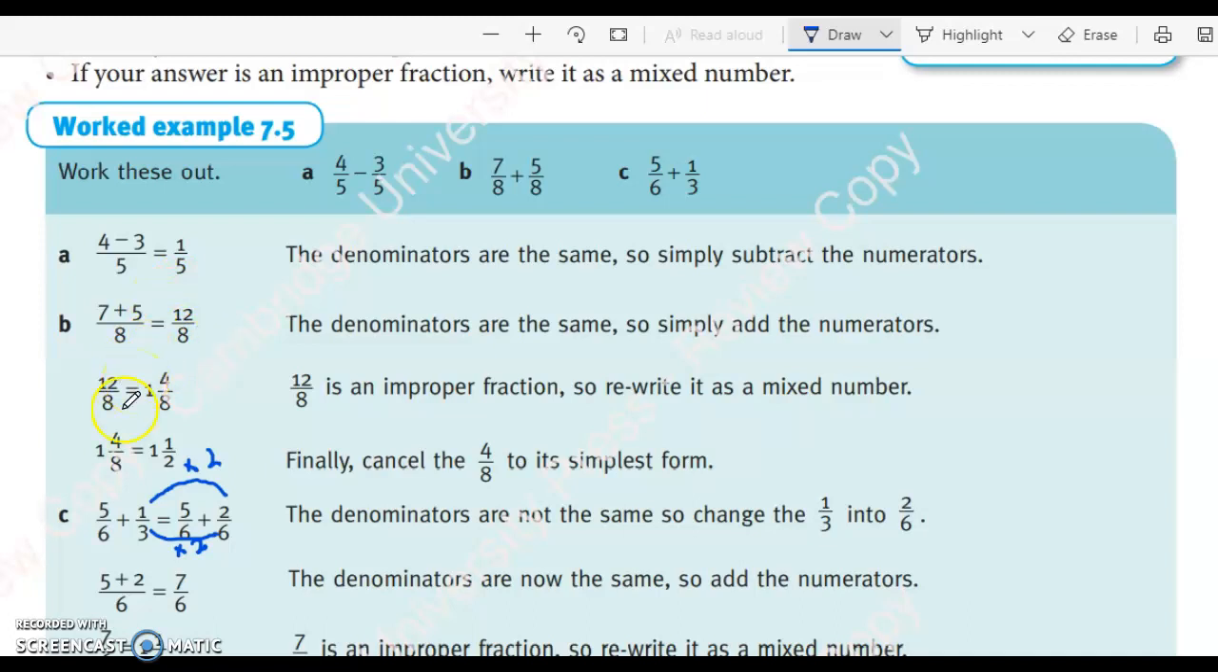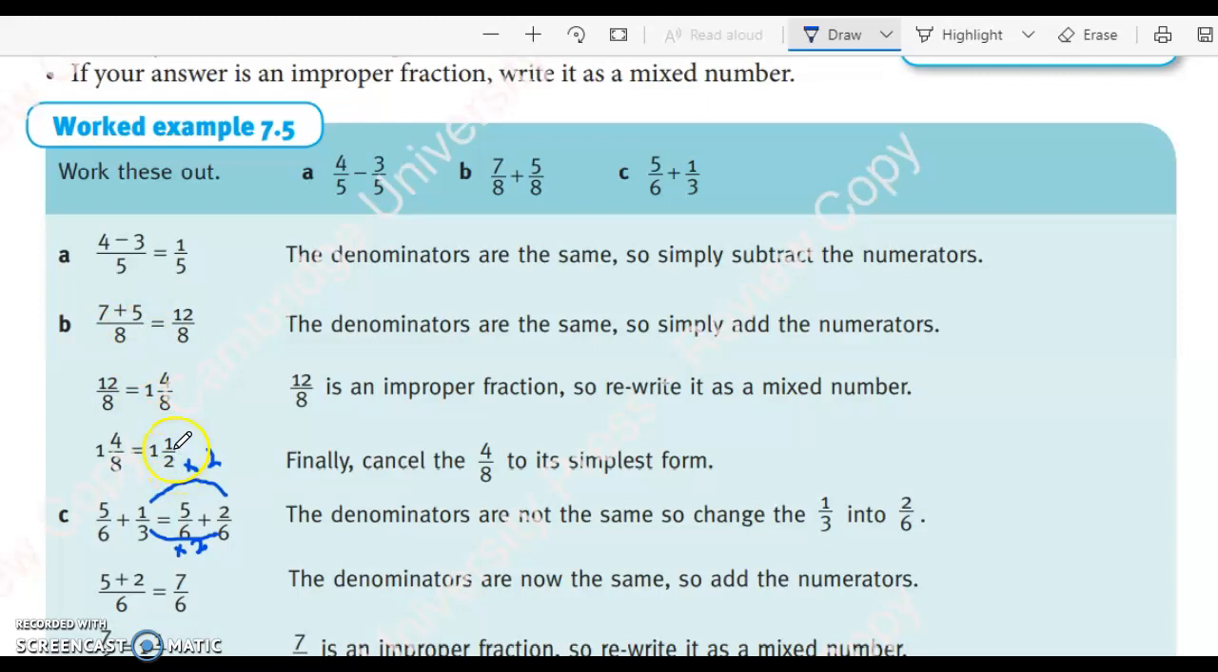By dividing 12 by 8 is 1. So we have 4 left. So 4 out of 8. So 12 out of 8 is 1, 4 out of 8. What do you think? Is it the simplest form? No. So we have to make it into the simplest form. 4 out of 8, we can divide both of them by 4. So we have 1 out of 2. So 7 over 8 plus 5 over 8 equals 1, 1 out of 2.